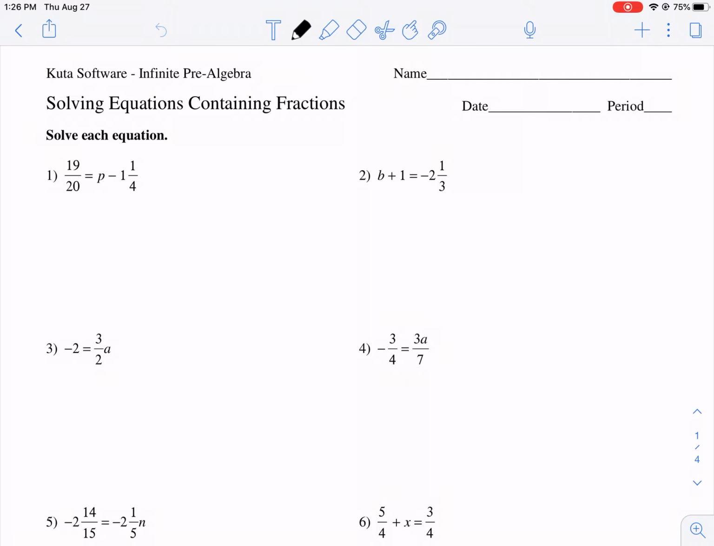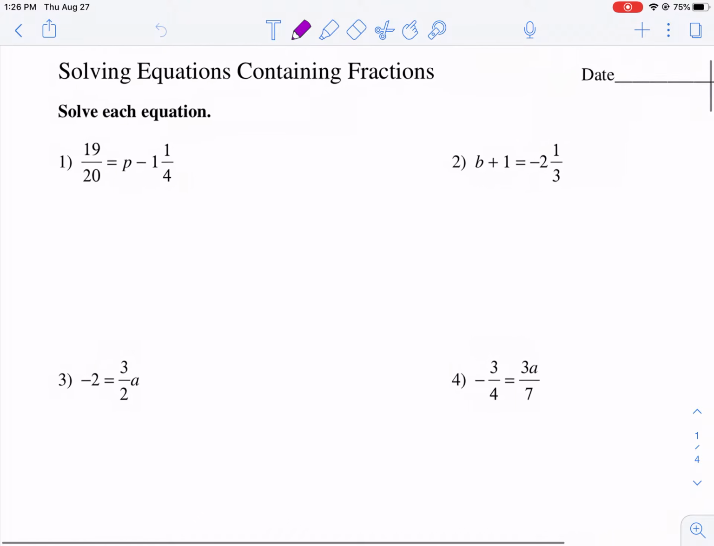Today we're going to be solving equations containing fractions. This is a really big turning point for a lot of people. They get really caught up on the fractions with equations and it just becomes too much that they give up. And I'm here to explain a process that makes it a lot easier in my opinion. So let's go ahead and start with number one.